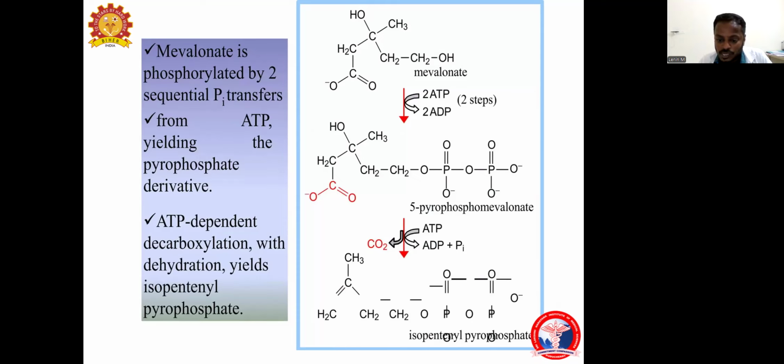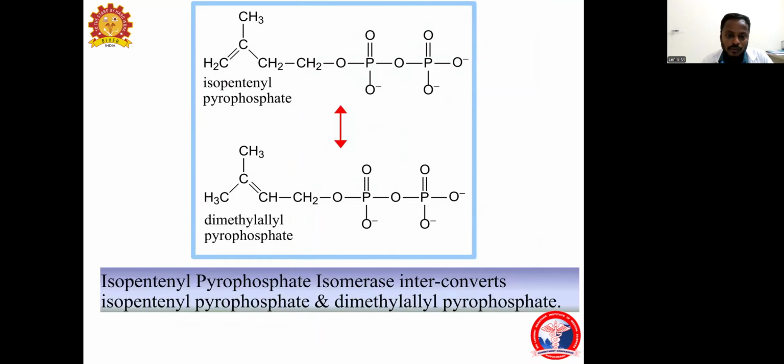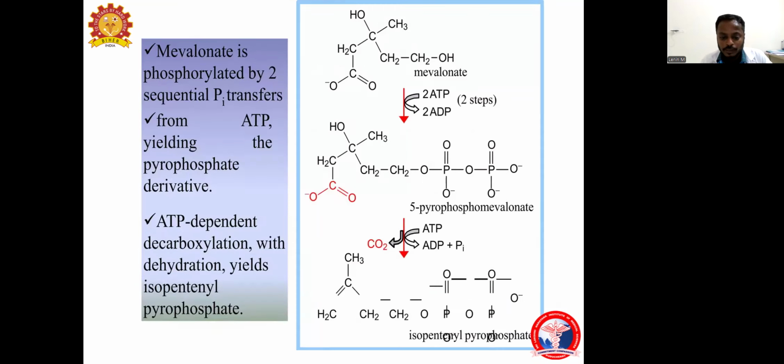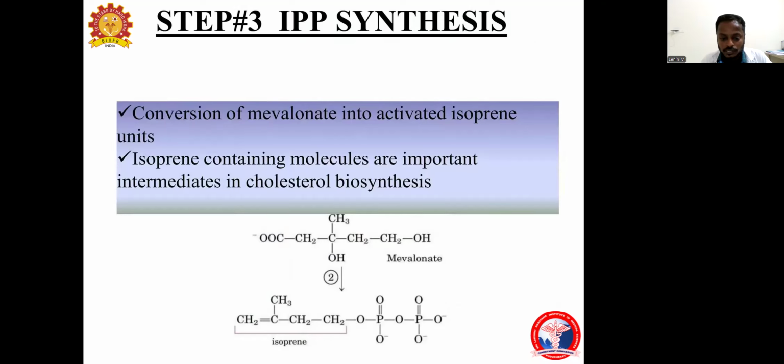is converted to form isopentenyl pyrophosphate with the release of carbon dioxide. In this reaction, isopentenyl pyrophosphate is formed. From the isopentenyl pyrophosphate, it is converted to form dimethylallyl pyrophosphate. Isopentenyl pyrophosphate is interconverted, and dimethylallyl pyrophosphate is formed. So what happened is that from mevalonate, the isoprenyl group is formed.